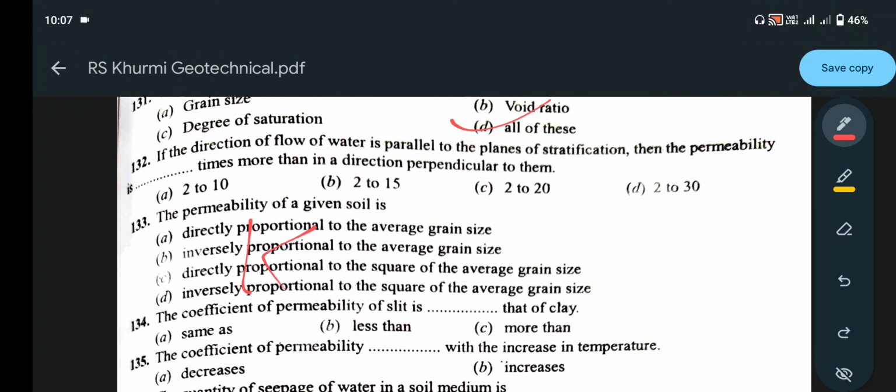So KH is how many times more than KV? KH is generally 2 to 30 times more than KV.